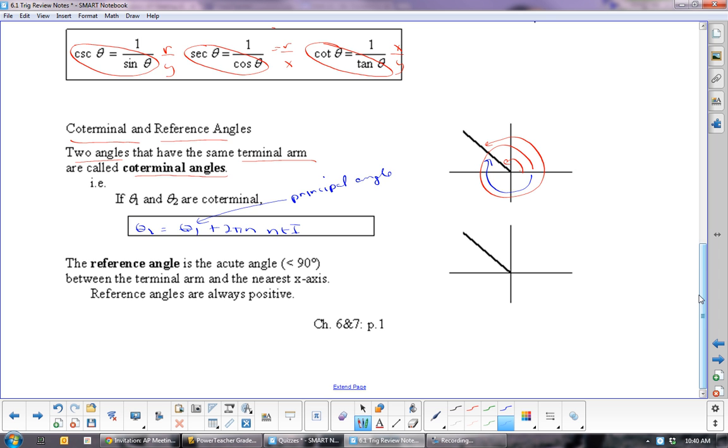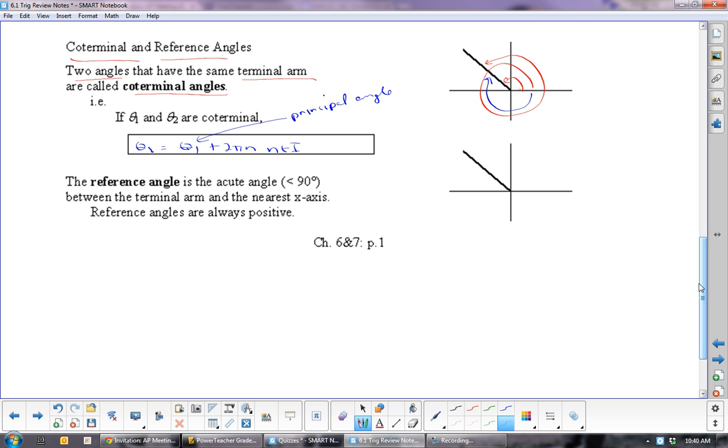Now, a reference angle is always acute, less than 90. It can also be 90 as well. And it's between the terminal arm and the nearest x-axis. Okay? So this would be my reference angle. This is what I would call my rotation angle.